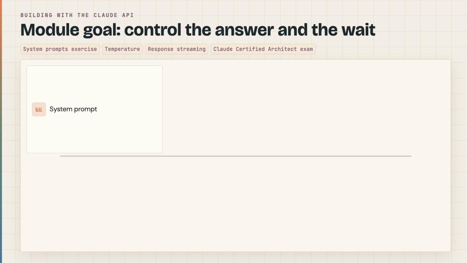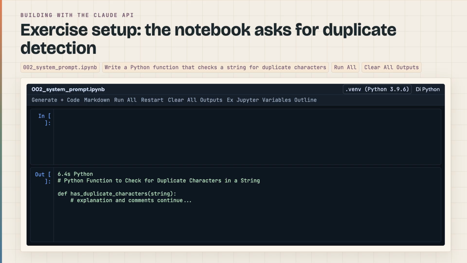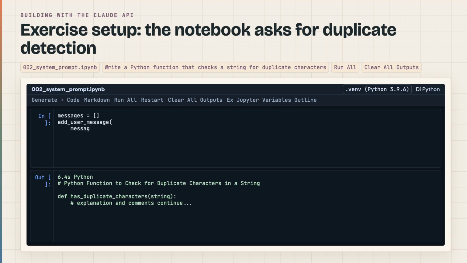In building with the Claude API, this module turns API controls into practical application behavior. Here is why this module matters. The Claude API is not just one request and one answer. Real applications need to shape how Claude responds, choose how much variety is useful, and keep users engaged while longer answers are being generated. Those are practical API fluency skills, and they also become a prerequisite for later Claude Certified Architect study.